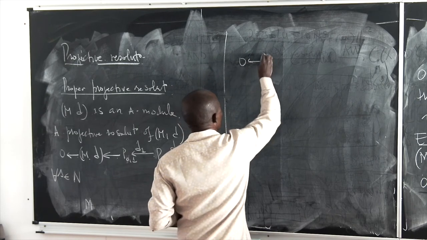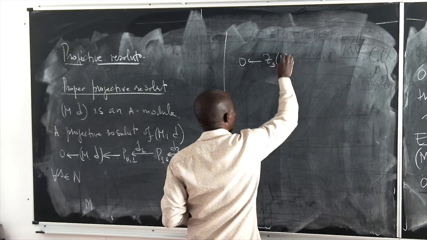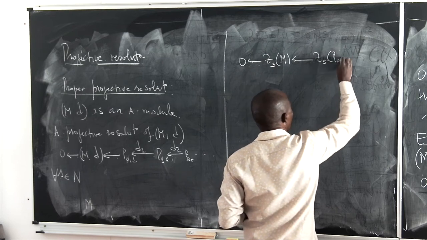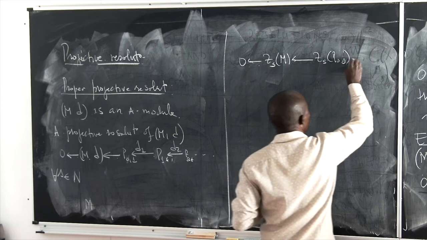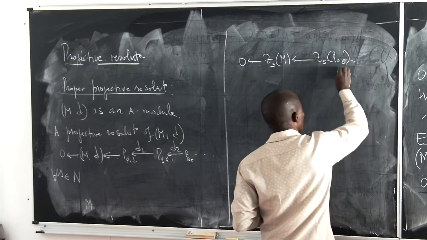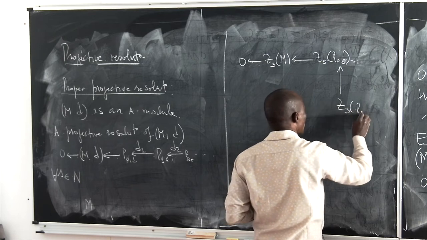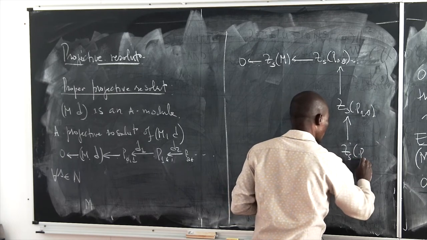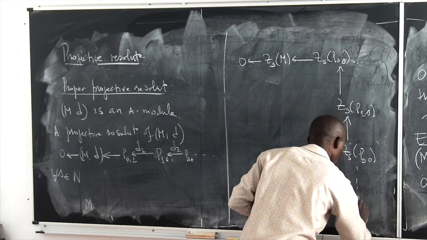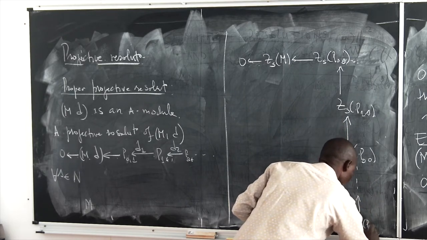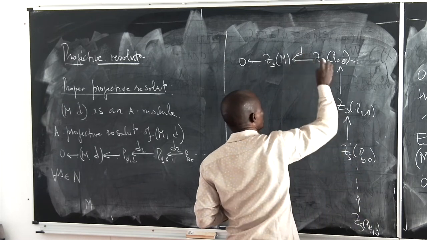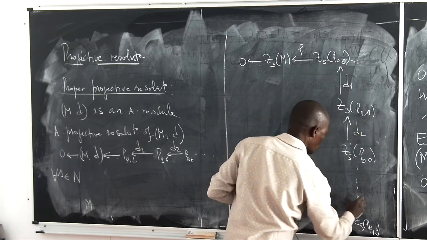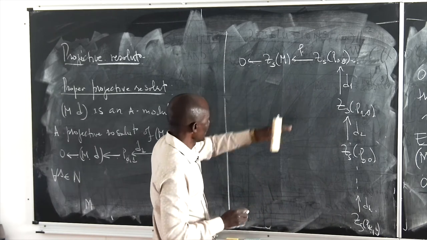0, ZS of M, ZS of P0 S, ZS of P1 S, ZS of P2 S, and so on, ZS of PK S, 0. We have here rho, and the differentials D1, D2, and DK. This sequence is exact.